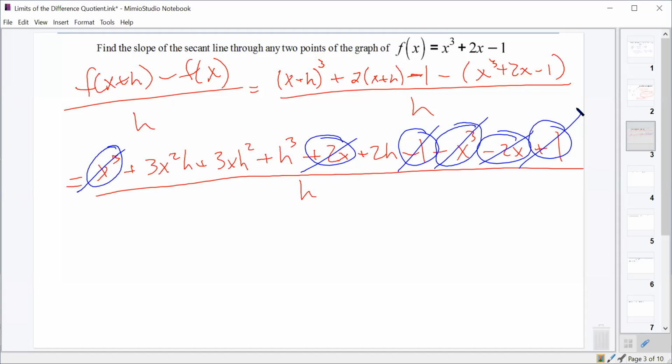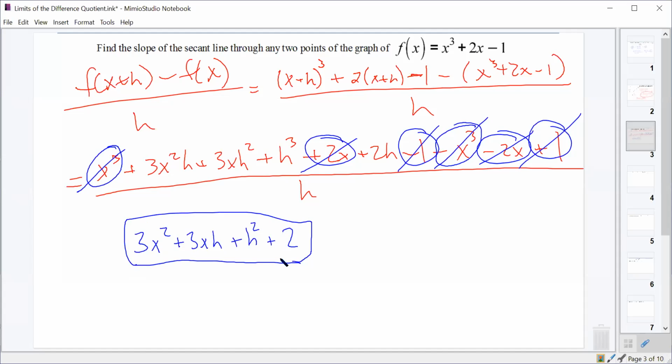And we'll end up with 3x squared plus 3xh plus h squared plus 2. This little formula that we've written here tells us the slope of a line that goes through any 2 points of this particular function, only this particular function.